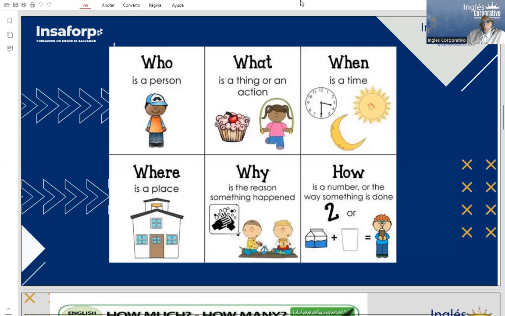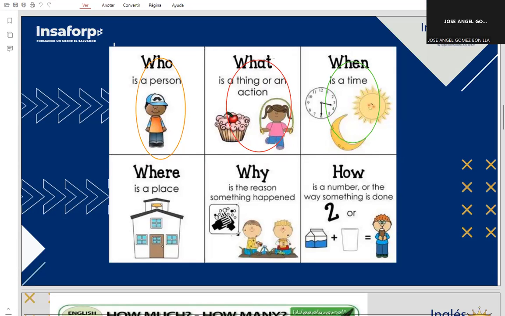Just give me a second. Who is about persons. What is about things or actions. When is about what? ¿Acerca de qué es when? Nice. What about this one? Where? Where is about what? Place. Why? Why is about? The reason. It's a reason that something happened.